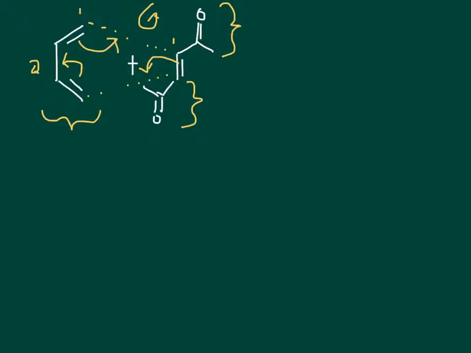So the result isn't too difficult to comprehend, and it's a pretty simple mechanism. If you follow where all the electrons went, we know we have a double bond left here. This bond was created as well as this bond, and we still have the groups we had, the electron withdrawing groups, so make sure we have those.